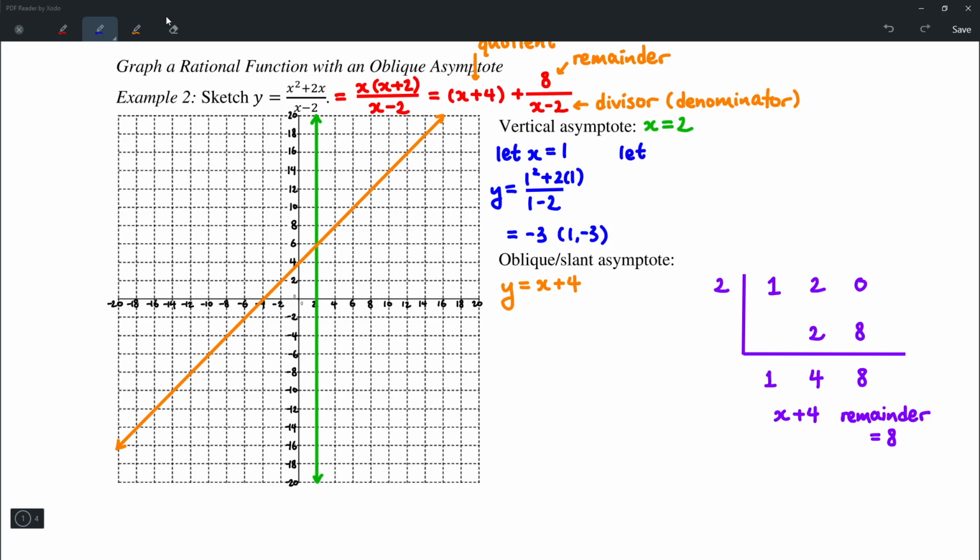And next we can let x equal to the other side of the vertical asymptote. So we're going to let x equal 3. We have 3 squared plus 2 times 3 divided by 3 minus 2, which is 1. So y is going to be equal to 15. So another point will be 3, 15. You could use a couple more points, of course. So let's go 2 spaces to the left of the asymptote. You let x equal 0. And then y is going to be equal to 0. So the point 0, 0 is also on the graph.